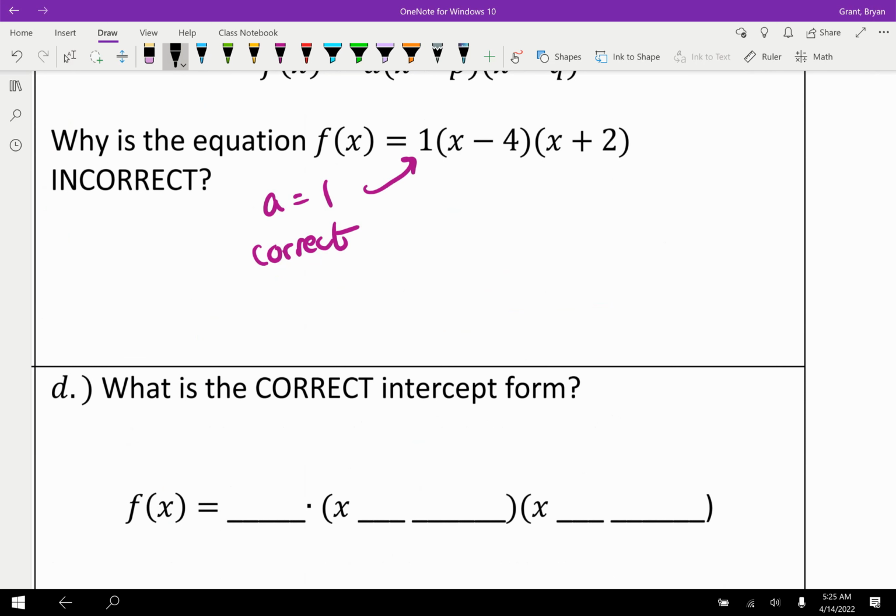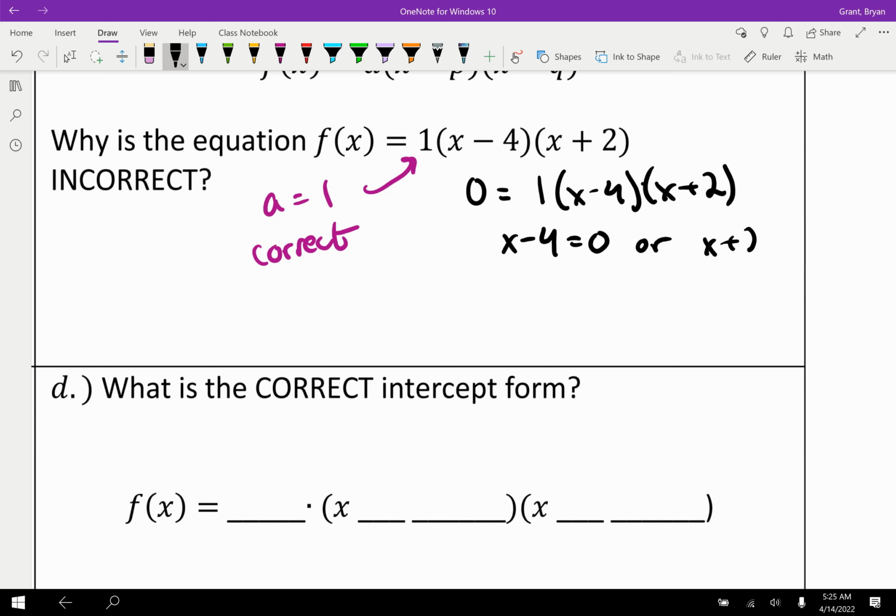To find an x-intercept, we always replace the y with 0, like so. And then, when we're in factored form, which we are, we can solve. We solve by making two smaller equations, x minus 4 equals 0, or x plus 2 equals 0. And then we actually end up solving, right? So we add 4 to each side. Over here, we'll subtract 2 from each side. Nothing too terrible. Cancel, cancel. And it tells us that the x-intercept is +4, and the other one, -2.